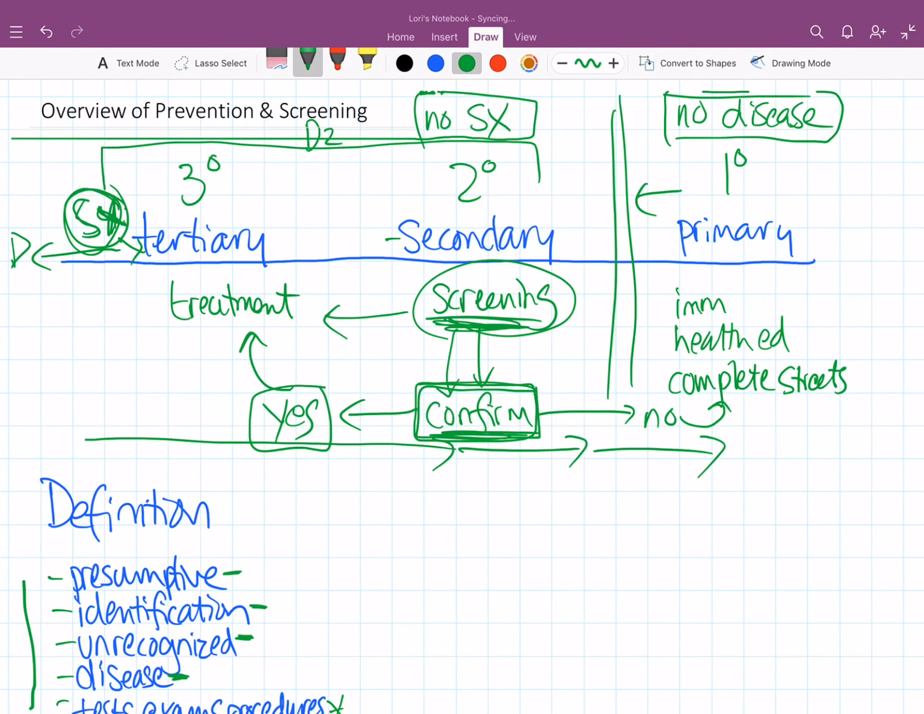So that's kind of an overview explanation of how screening fits into the big picture of things. We'll be talking about this screening test right here, and then we'll also be alluding to the whole idea of confirmatory testing, but really our focus is on that screening test.